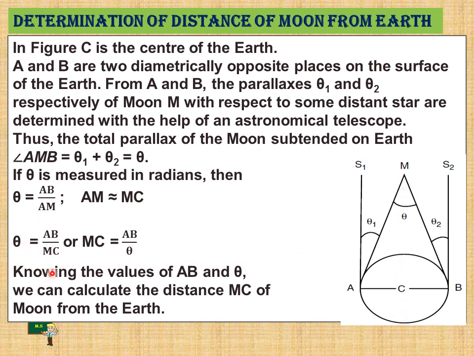Or theta is equal to AB by MC, or MC is equal to AB by theta. Knowing the values of AB, the distance between A and B, the two diametrically opposite places on the earth, and the angle theta, we can calculate the distance MC of the moon from the earth. We can calculate the distance from the moon to the center of the earth. This is one method.